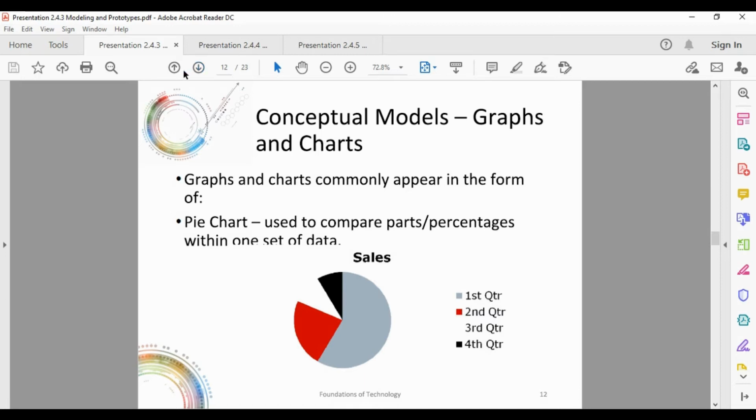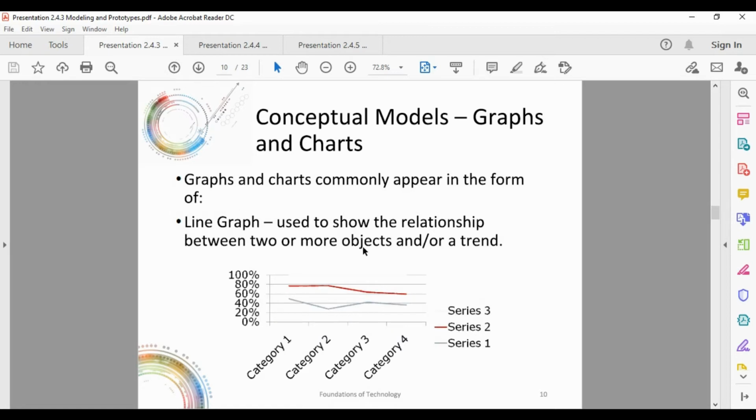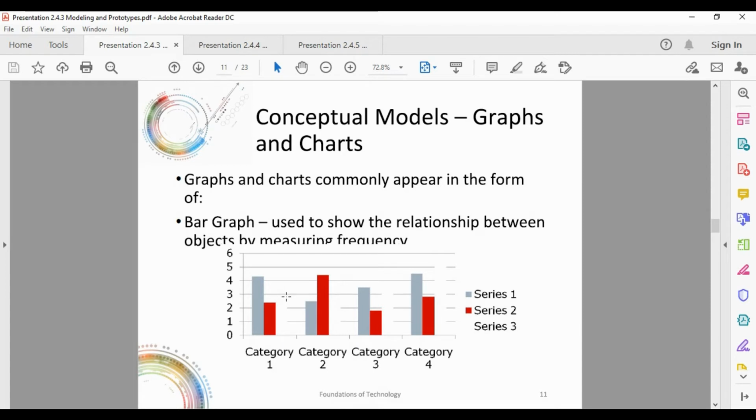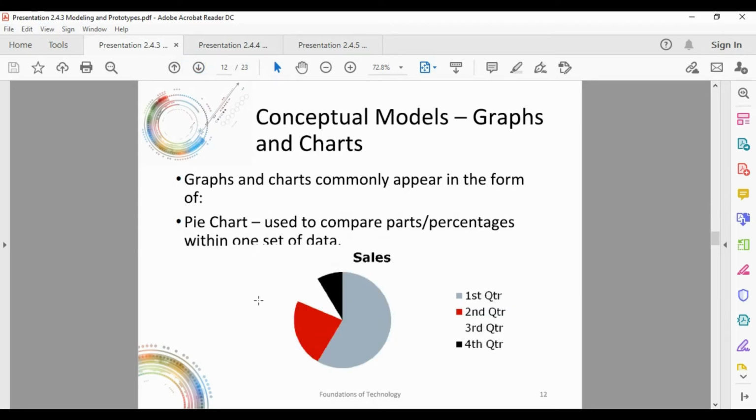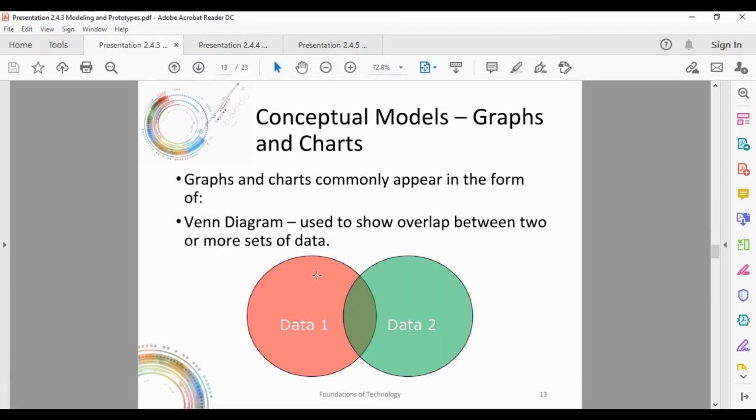So if we go back here just really quick, line graphs show the relationship between two or more objects or a trend. So for example, height and weight, two things that are related, but we don't necessarily know how. There's the bar graph that shows the relationship by frequency, such as the number of people that picked a red hat, a blue hat, or a green hat. And then there's something like the pie chart, which compares the parts of the whole. This percentage of people picked red hats. This percentage of people picked blue hats. This percentage of people picked green hats.